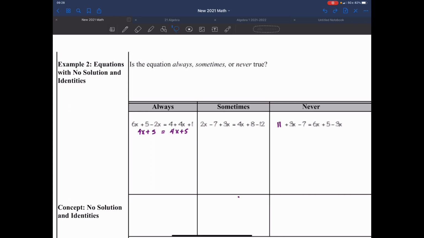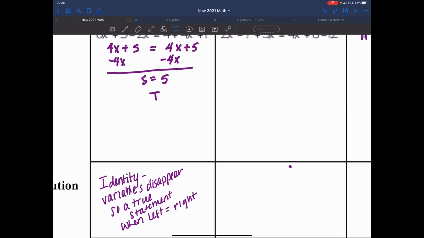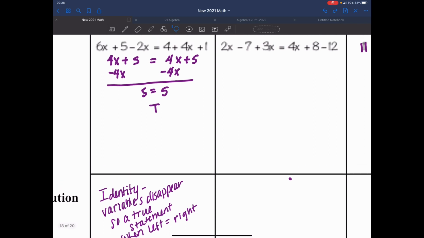In this case, we have 6x plus 5 minus 2x equals 4 plus 4x plus 1. I'm going to collect like terms, and I have 4x plus 5 equals 4x plus 5. I'm going to subtract 4x from both sides, and I get 5 equals 5. So we can say this is true. In this case, we say it's an identity because the variables disappear. A true statement occurs when the left equals the right.